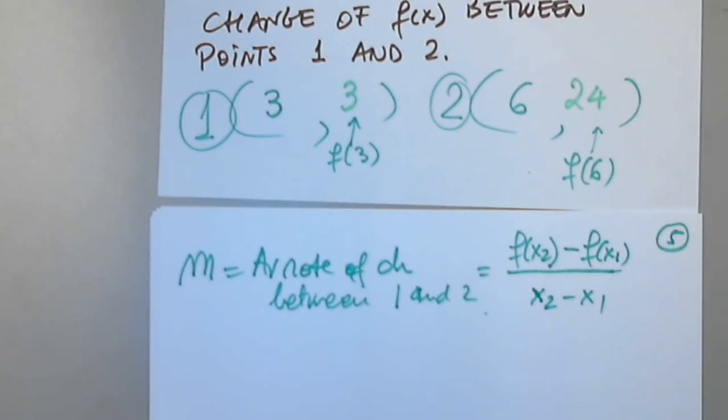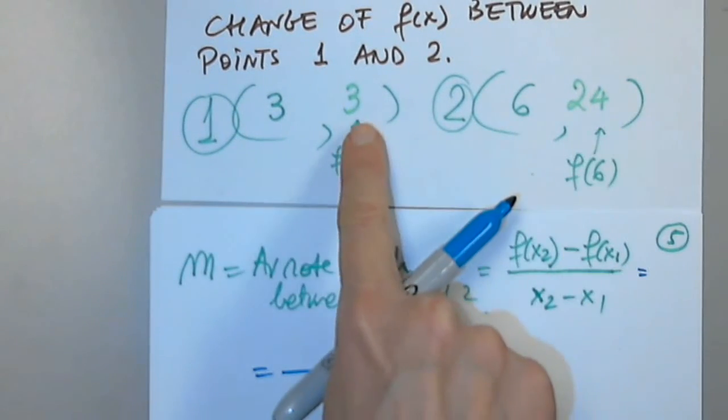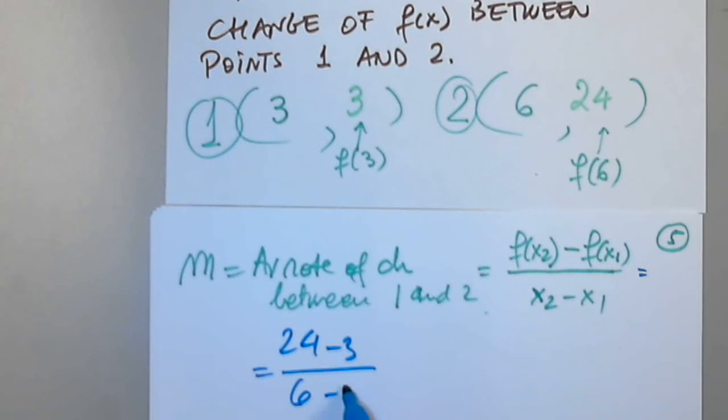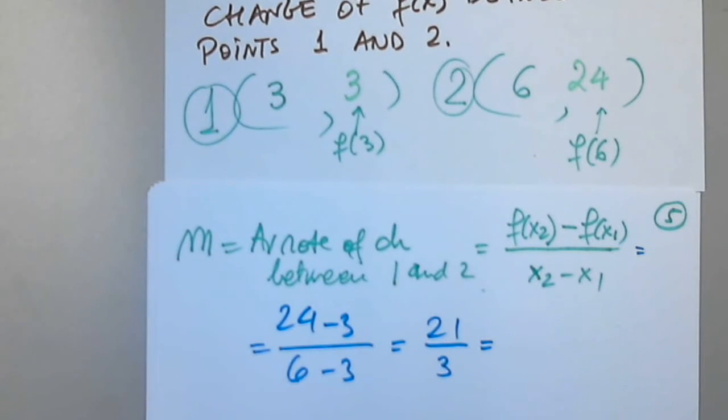Good. So all I have to do now is plug in the numbers. The numbers will be 24 minus 3 over 6 minus 3. So 21 over 3, since 24 minus 3 is 21 and 6 minus 3 is 3. And of course, Tom was right, 7.